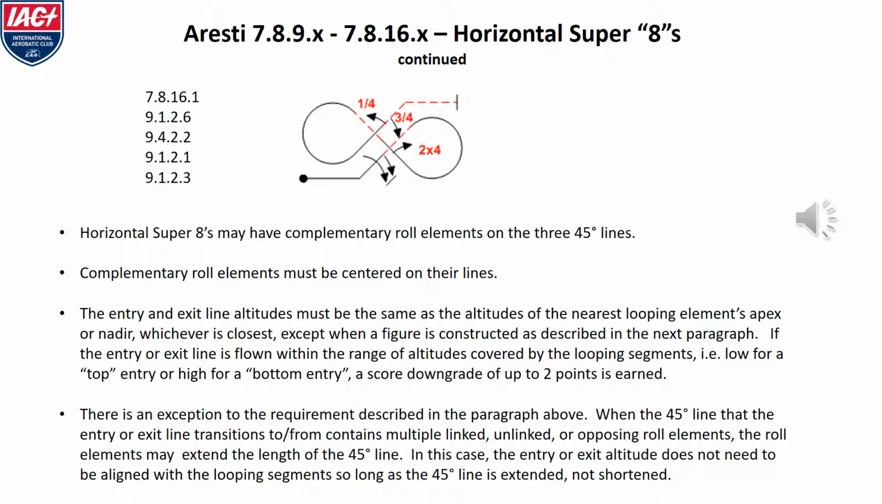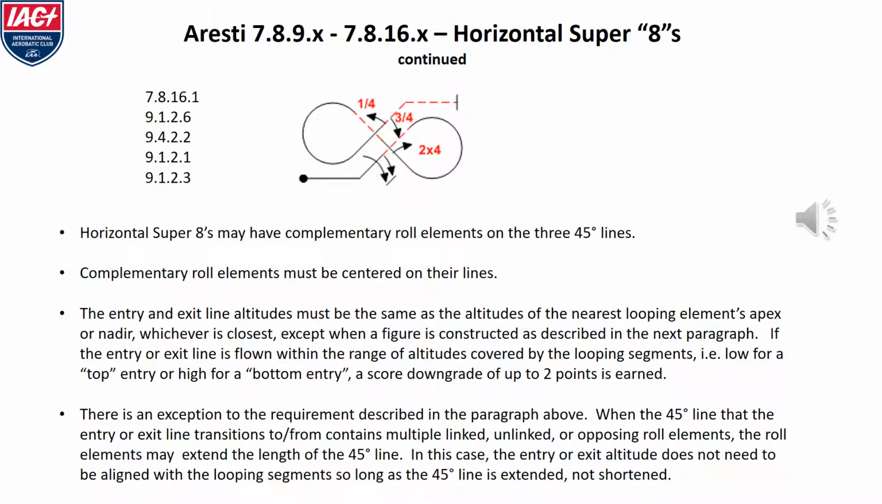Horizontal super eights may have complementary roll elements on the 3 45 lines, illustrated here. The complementary roll elements must be flown to be centered on their line. The entry and exit altitudes of these figures must be the same as the altitudes of the nearest looping elements, apex or nadir, whichever is closest.